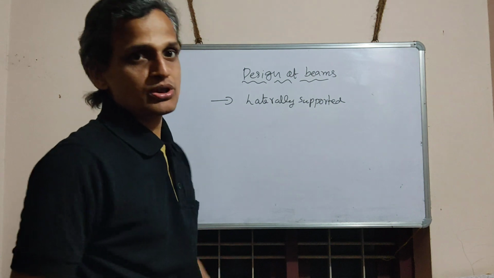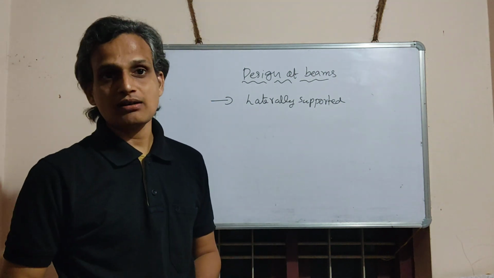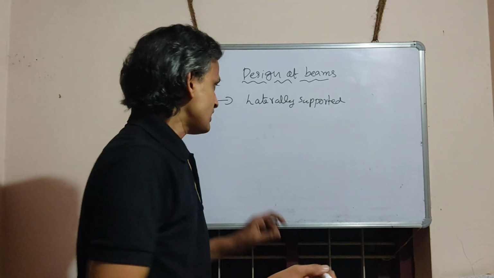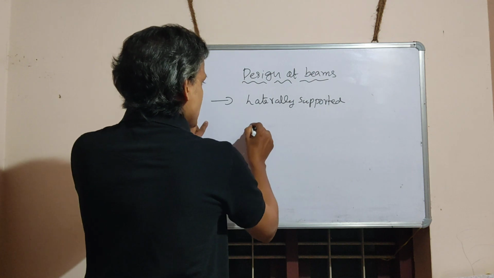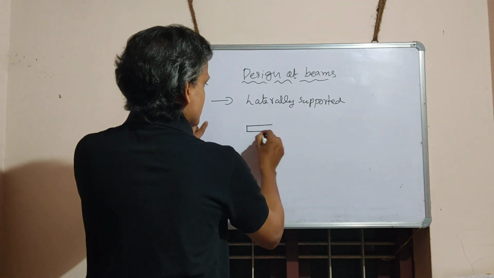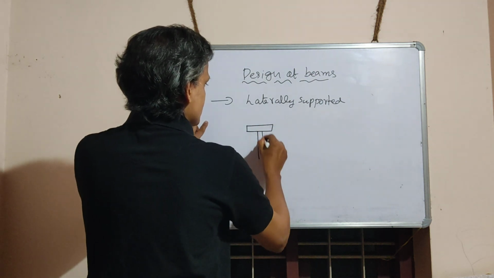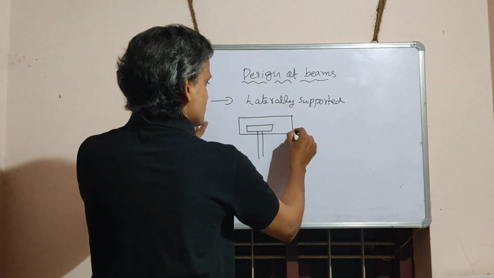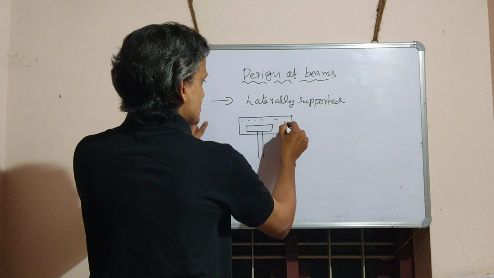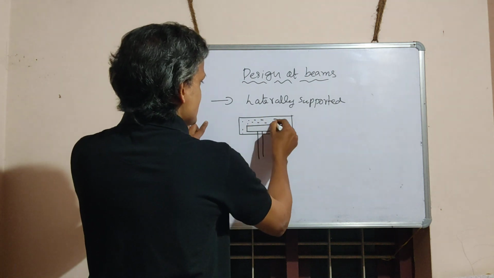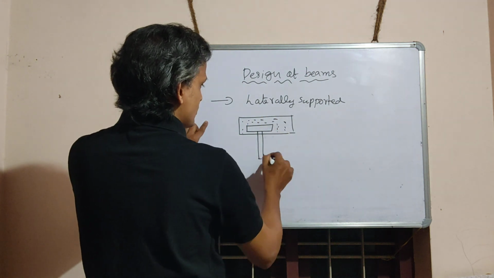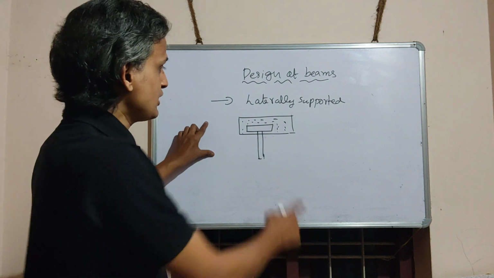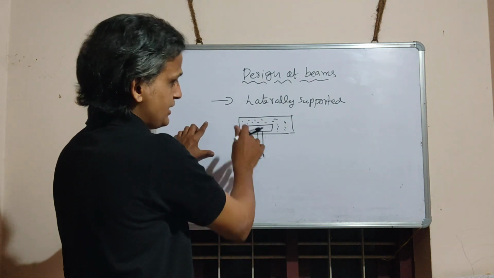How can we support the compression flange laterally? One case is to encase this compression flange, say there is a concrete slab which is placed over this steel beam. Encase this compression flange inside concrete, then it cannot move or buckle in any other direction.